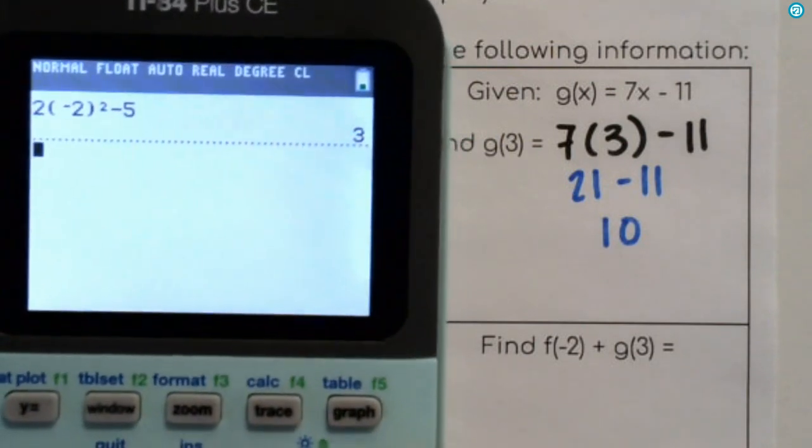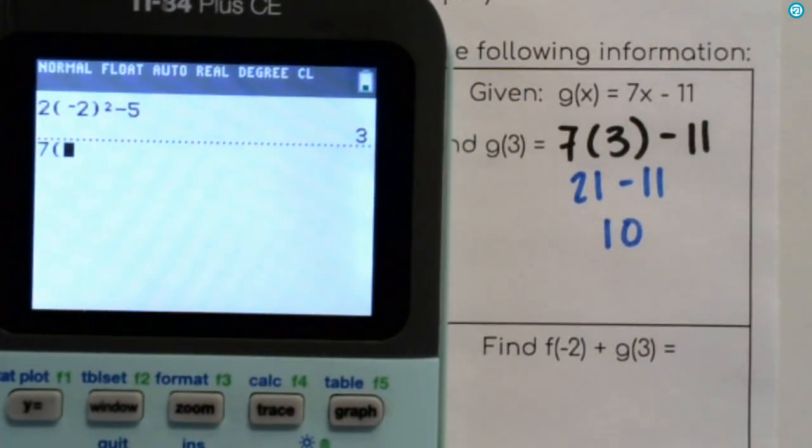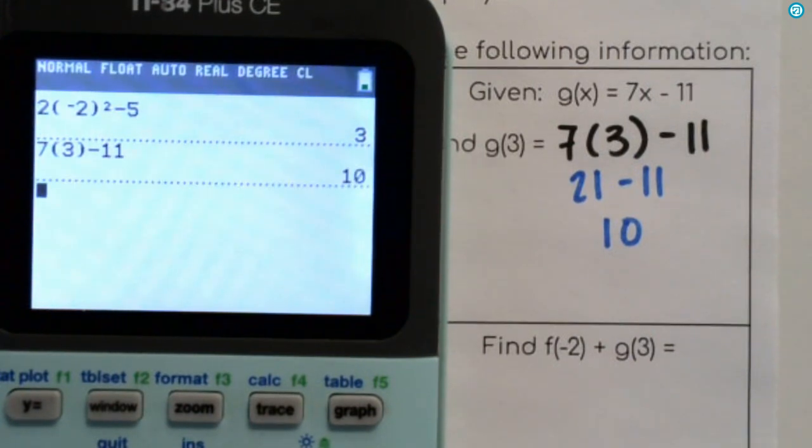I could also do this in a calculator. 7 times 3 minus 11 is 10. Okay. Any questions about that guy?